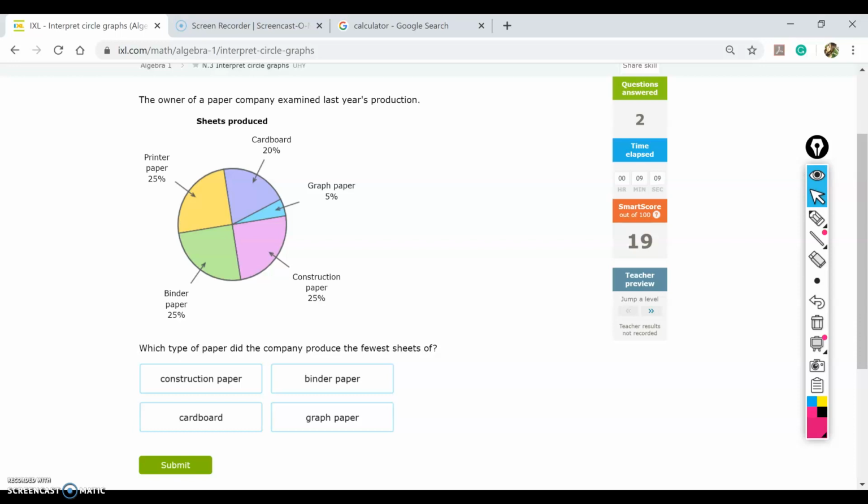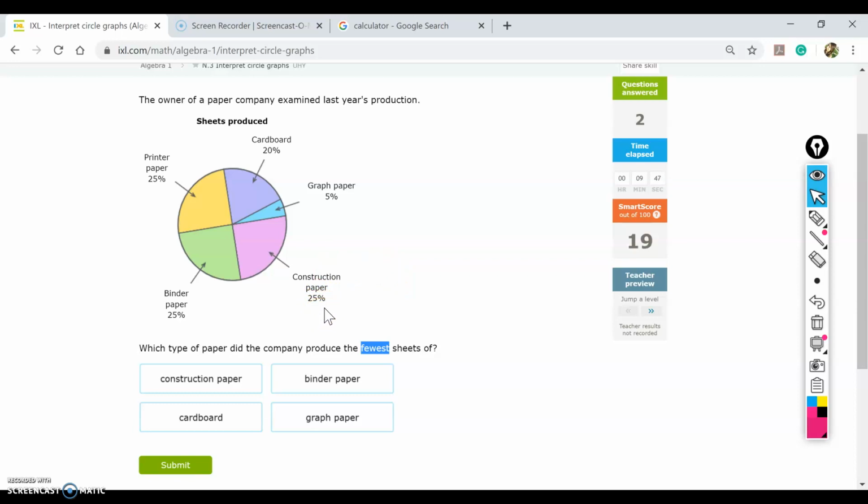And there you go. You have all of the production. So cardboard 20%, which is right here. And then you have graph paper 5%, construction paper 25%, binder paper 25%, printer paper 25%. Now the question is, which type of paper did the company produce the fewest sheets of? Fewest, that would mean the one that has less percent. So the one that has a less percentage in this case would be, do you think it would be construction paper with 25%? No, right?